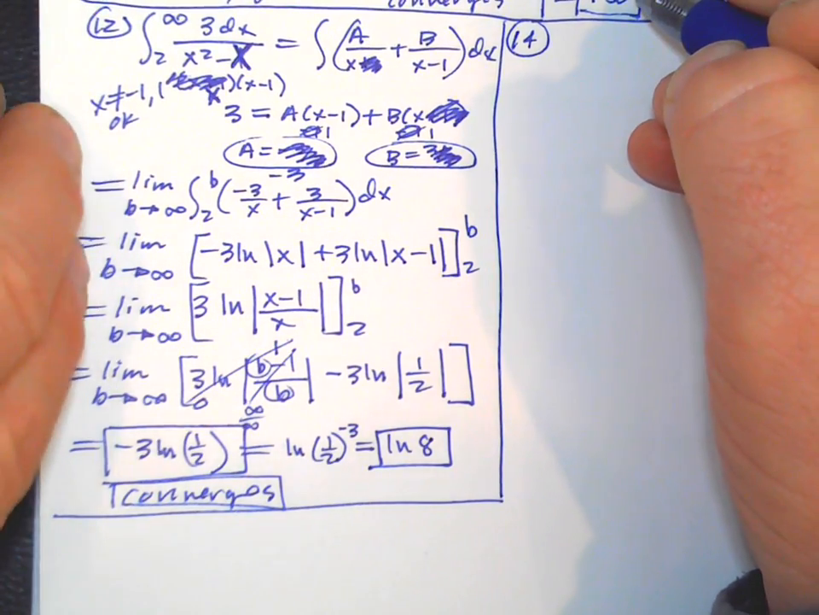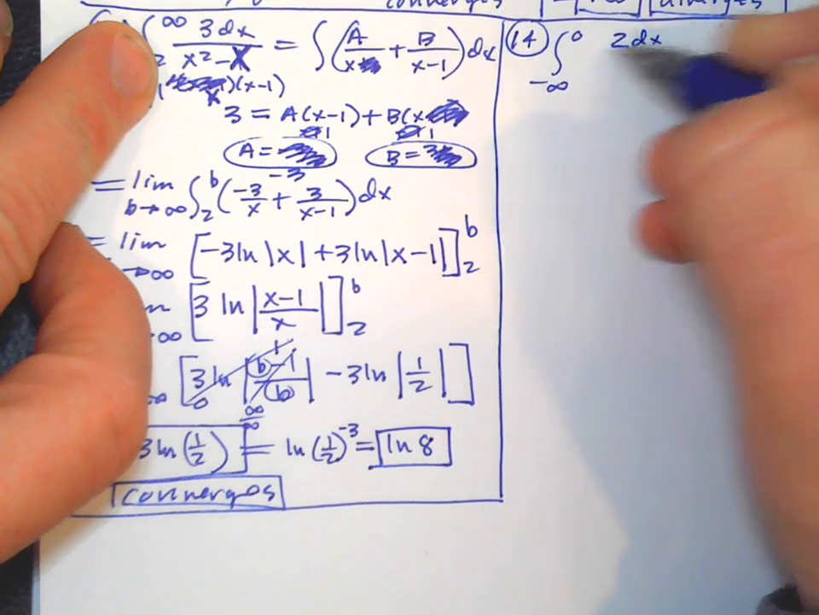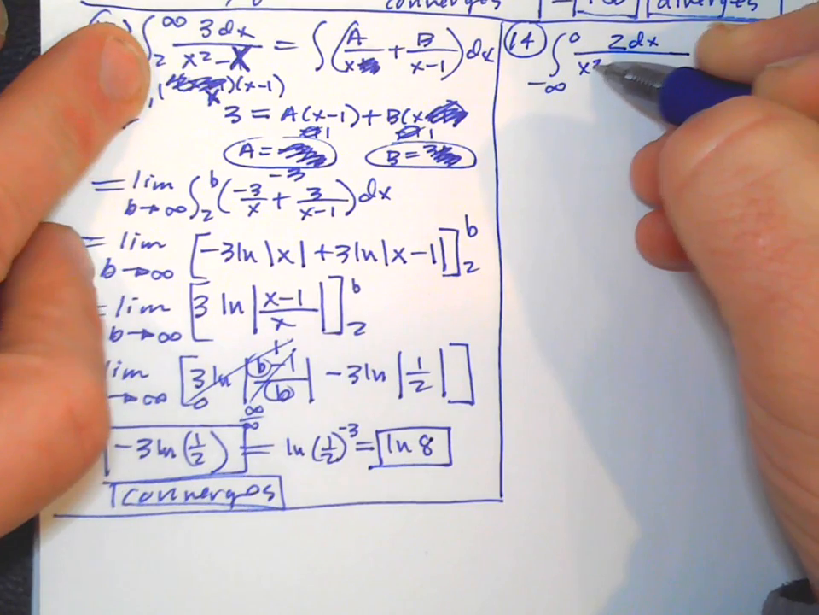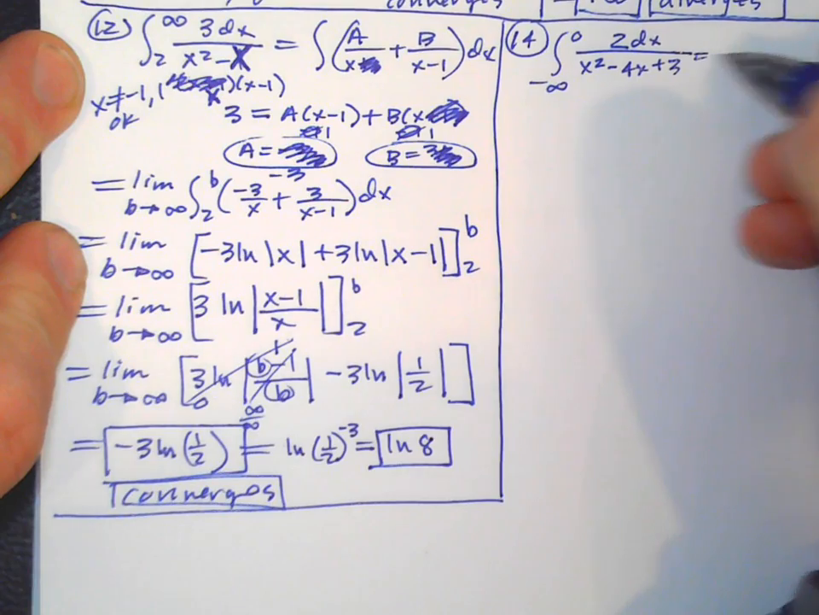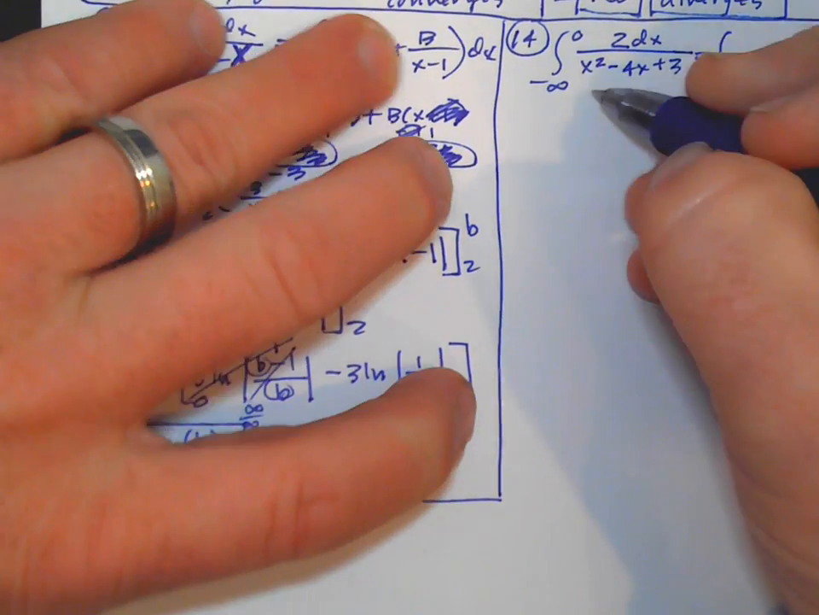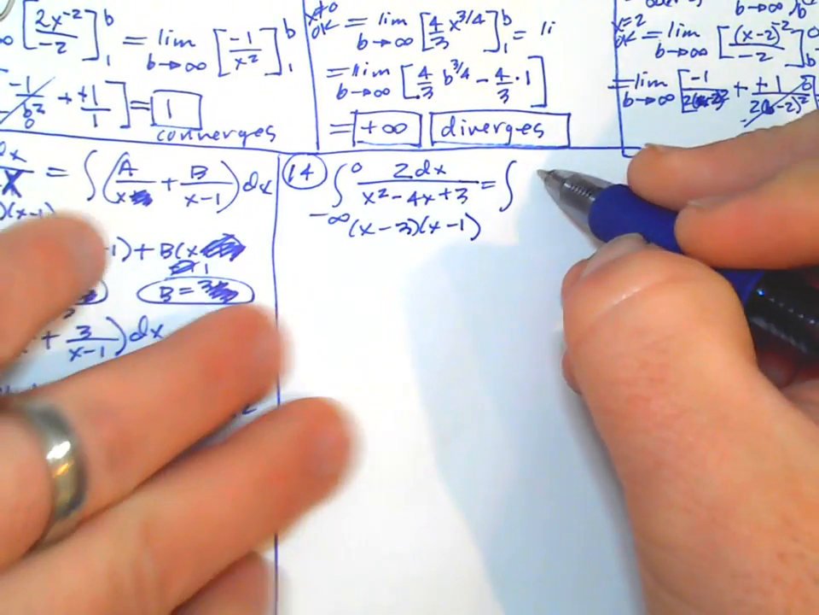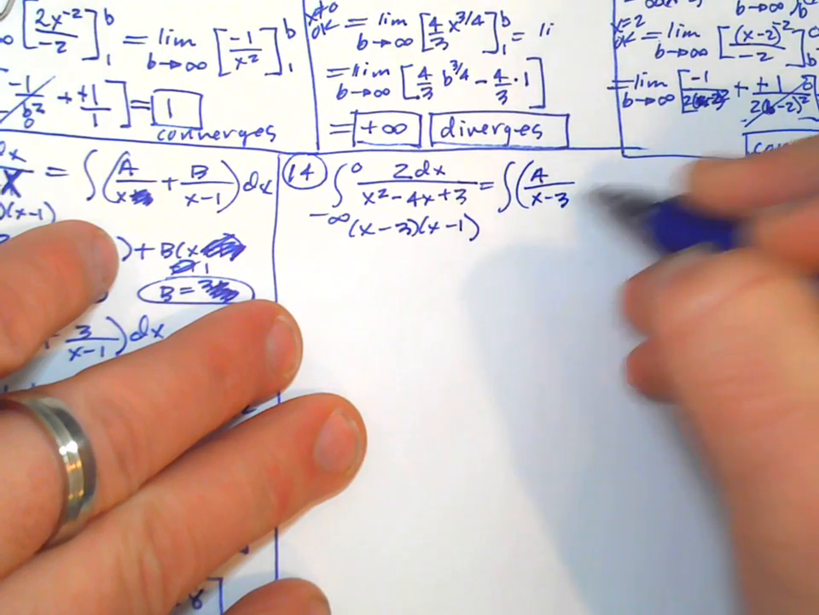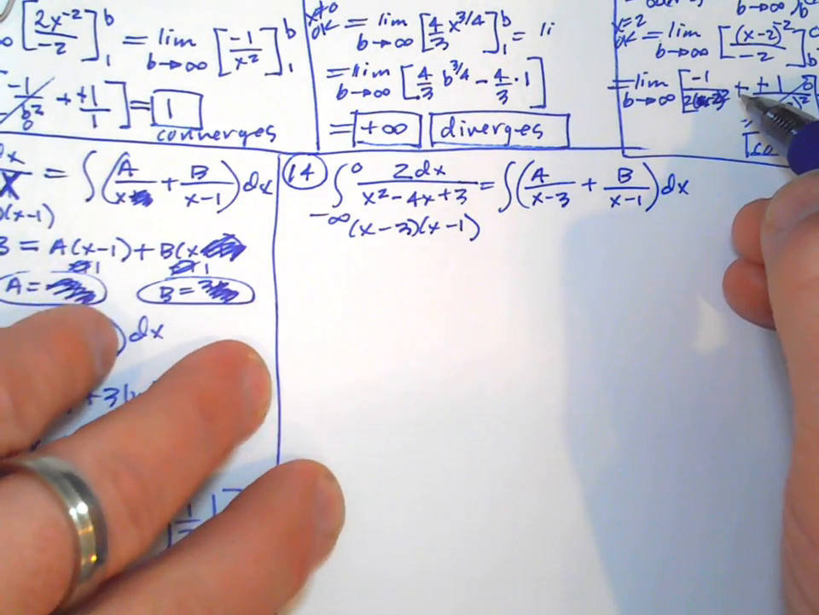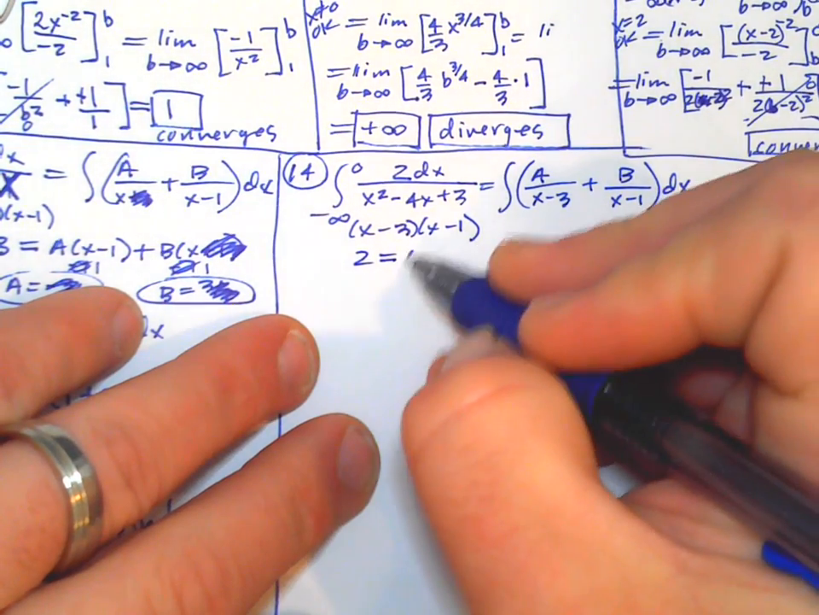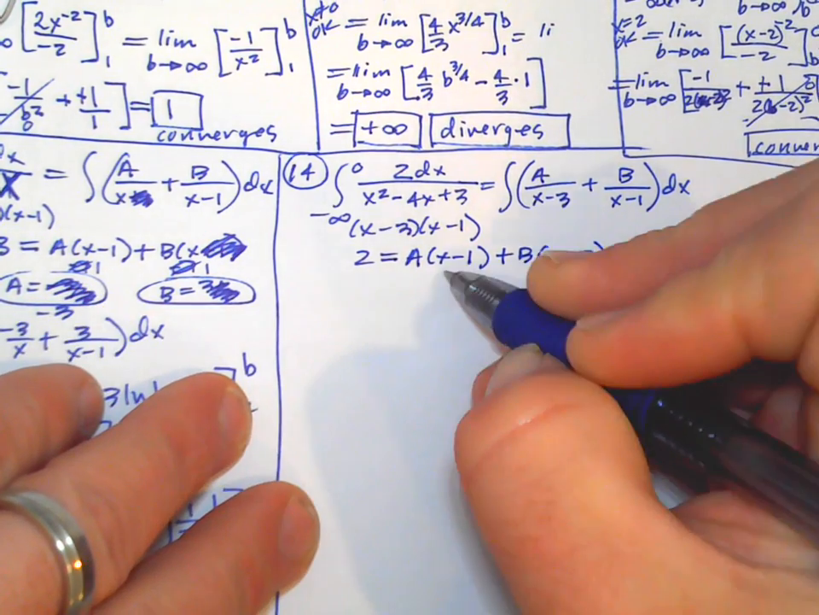14. -infinity to 0 of 2 dx over x squared minus 4x plus 3. So we're going to have to do partial fractions here, it looks like. X minus 3, x minus 1. So it's going to be a over x minus 3, b over x minus 1, or the other way around. It's up to you. Multiply through by the least common denominator. 2 equals a(x minus 1) plus b(x minus 3). So plug 3 in everywhere.